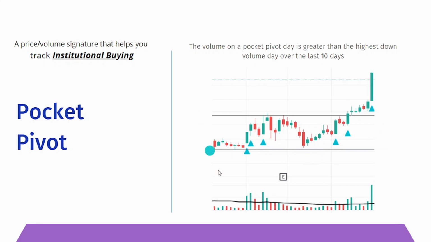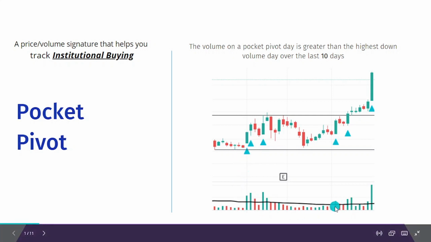So here in this illustration, a pocket pivot day is highlighted by a blue triangle just below the candle. In each of these cases, you'll find that the volume here is greater than any of the red volume days in a 10-day period, right? So it's fairly easy to identify in that sense.